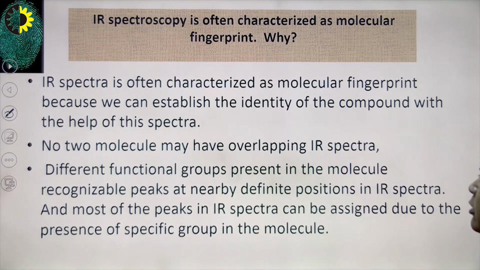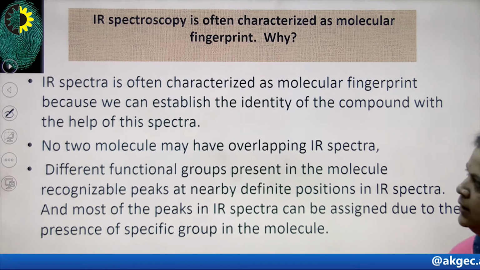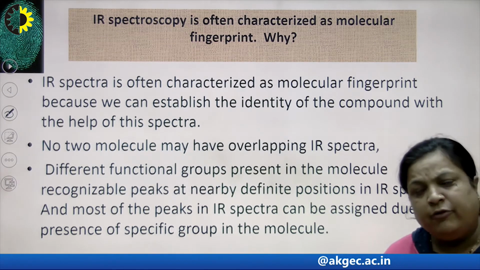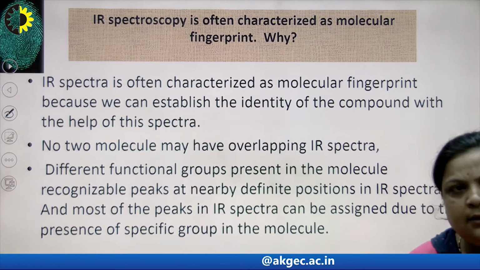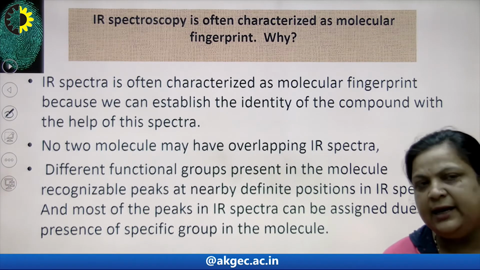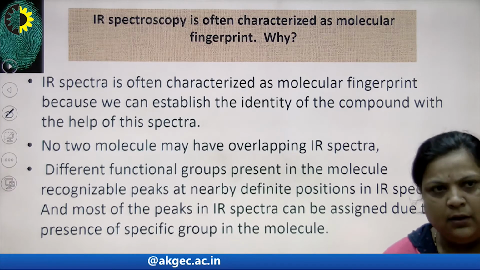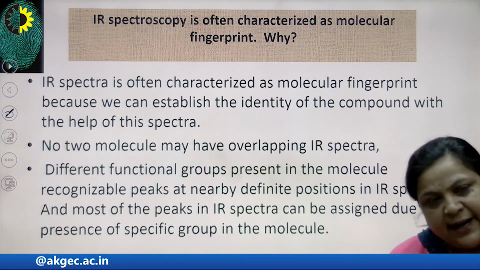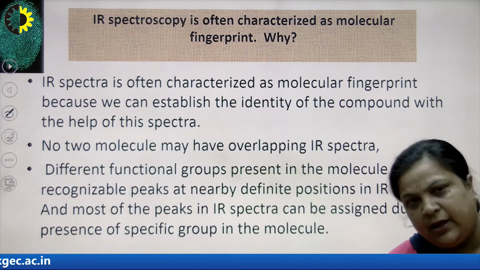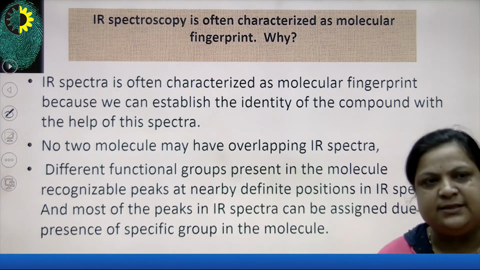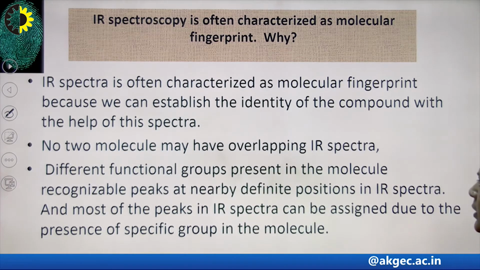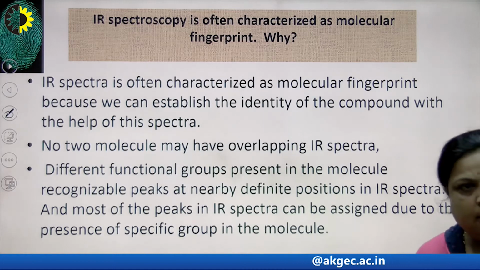So, the IR spectrum is often characterized as a molecular fingerprint, because we can establish the identity of a compound with the help of this spectrum. For IR spectroscopy we can say that the IR spectra of two compounds can never be the same except in enantiomers, because in enantiomers the structural arrangement is the same, it is identical, but the behavior towards plane polarized light is different. No two molecules have overlapping IR spectra.